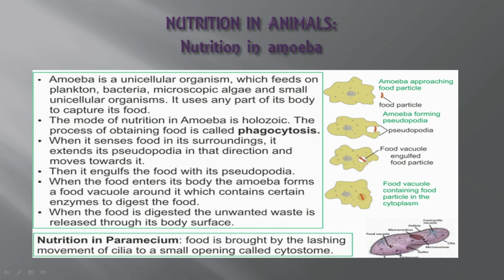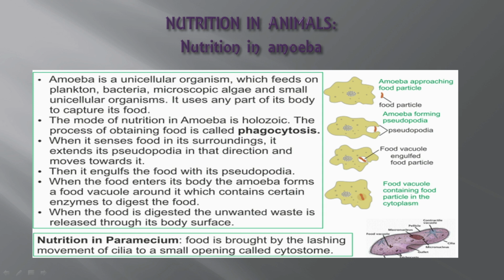Nutrition in animals: in amoeba, it's a heterotrophic nutrition. When you look at the picture, you can see the amoeba approaching the food particle. The food particle is engulfed by means of pseudopodia, the finger-like projections. When the food enters the body of the amoeba, it is surrounded by a food vacuole. The food vacuole contains digestive enzymes which will digest the food. And the undigested food gets eliminated by rupturing of the cell membrane.